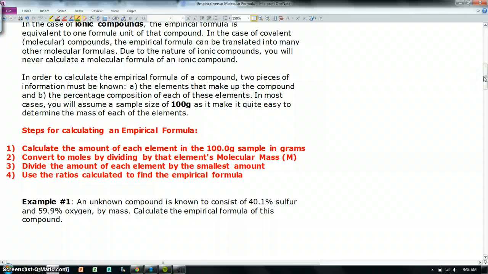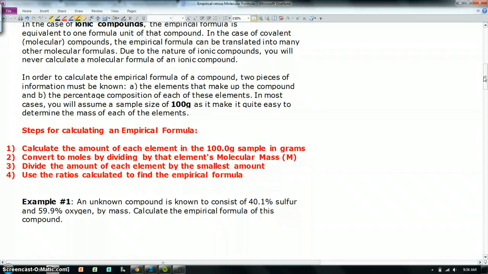Okay, so in order to calculate the empirical formula of a compound, you need two pieces of information. First, you need to know what elements make up that compound and the percent composition of each of those elements. So we've just learned how to calculate percent composition. So now we're going to use that to help us calculate the empirical formula, or that lowest whole ratio involved.